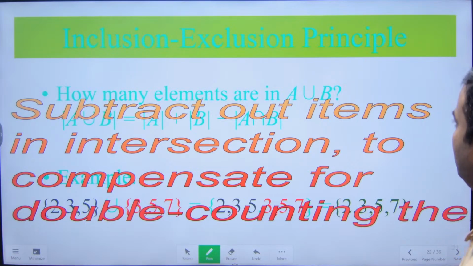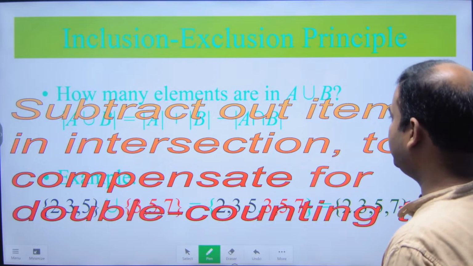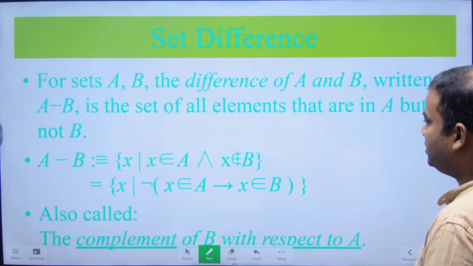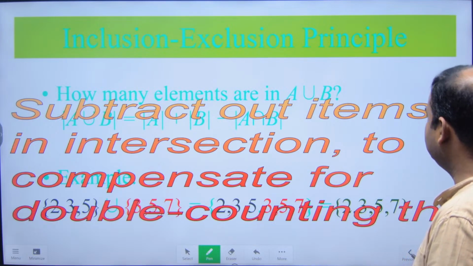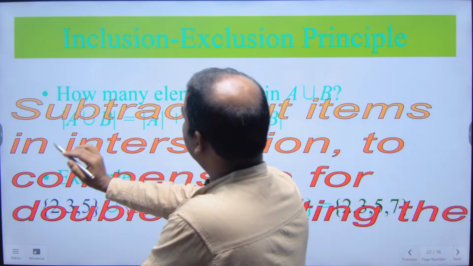Now, one important thing is the inclusion exclusion principle. What is the inclusion exclusion principle? Before set difference, what is the inclusion exclusion principle?